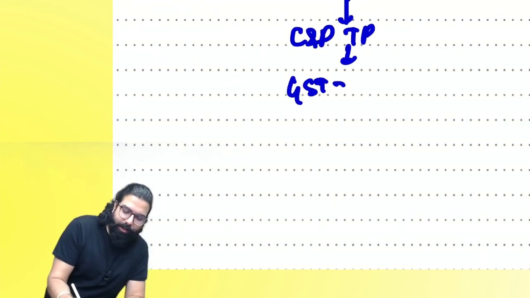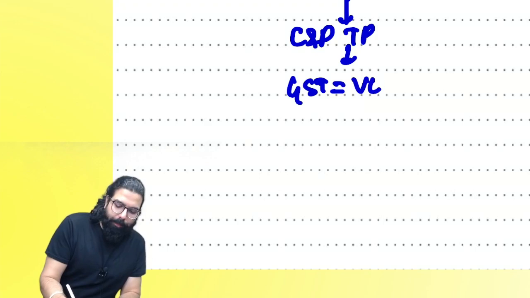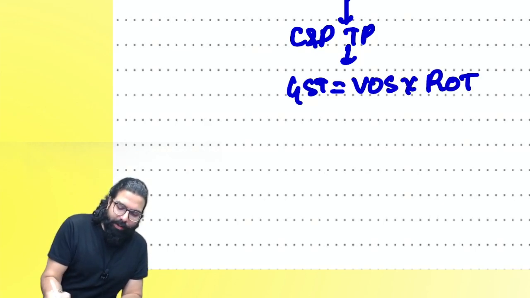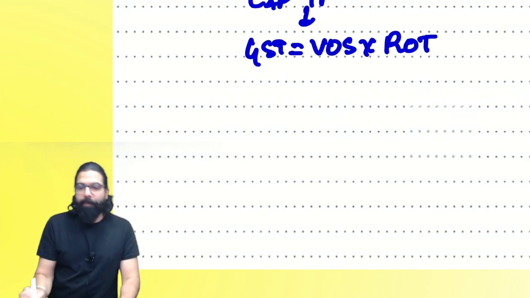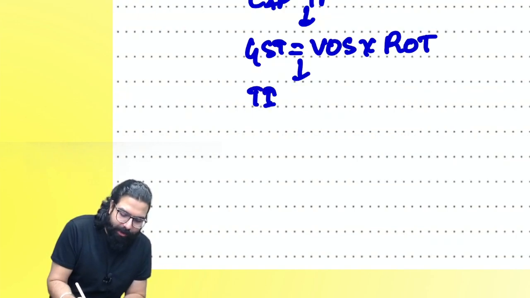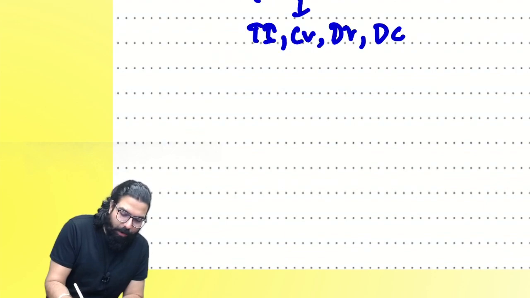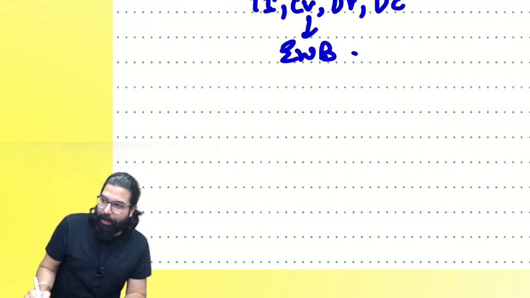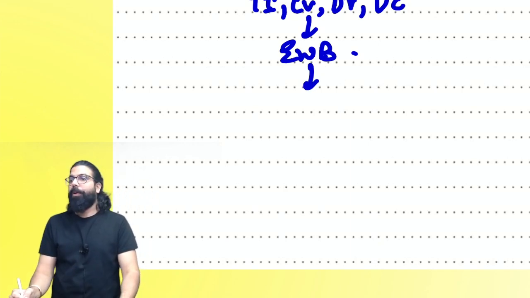You will calculate GST is equal to value of supply into rate of tax. Once you calculate, what will you do, everyone? You will raise the tax invoice, credit note, debit note, and delivery challan. And now, everyone, you will send the goods by e-way bill. Now, what will happen, everyone?